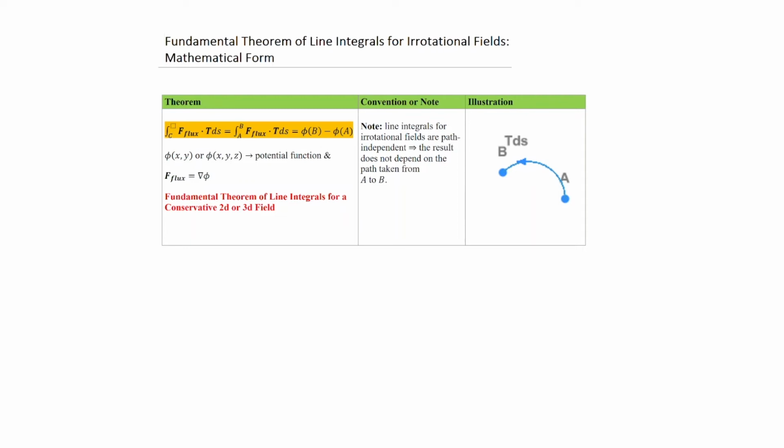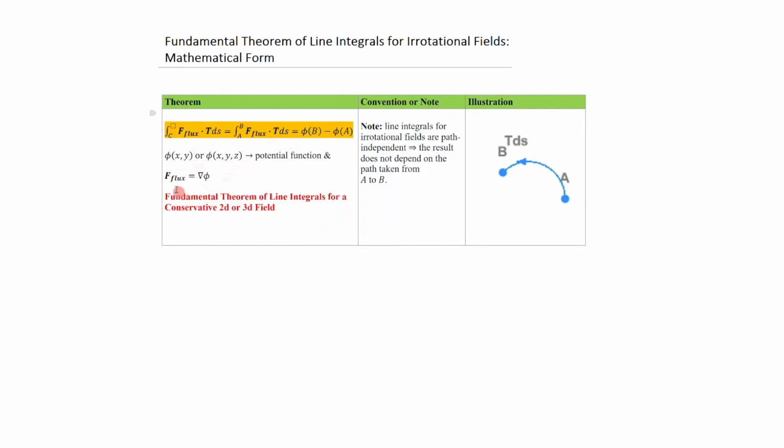So we'll do each one in turn. For irrotational fields, we have basically this expression. This essentially says the integral of F flux dot t ds, where F flux would be an irrotational field, and this is equivalent to integrating between some point A and some point B. This is basically how the theorem is set up.